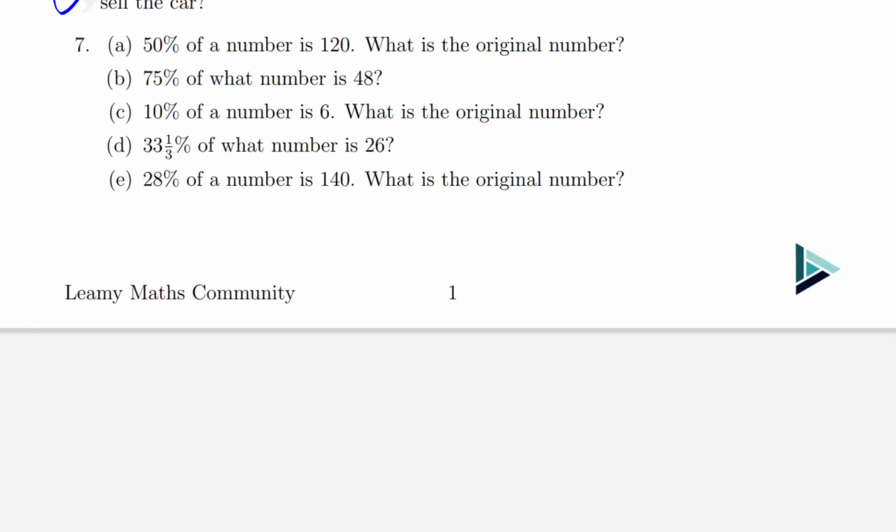It's still working with percentages, but working a little bit backwards now. It's telling us that 50% of a number is 120. What was the original number? Now, there's lots of ways to do this. Some people like to think about it as fractions and stuff like that, but I'm going to stick with purely my percentages method. So the one I'll actually do for you is part B. 75% of what number is 48?